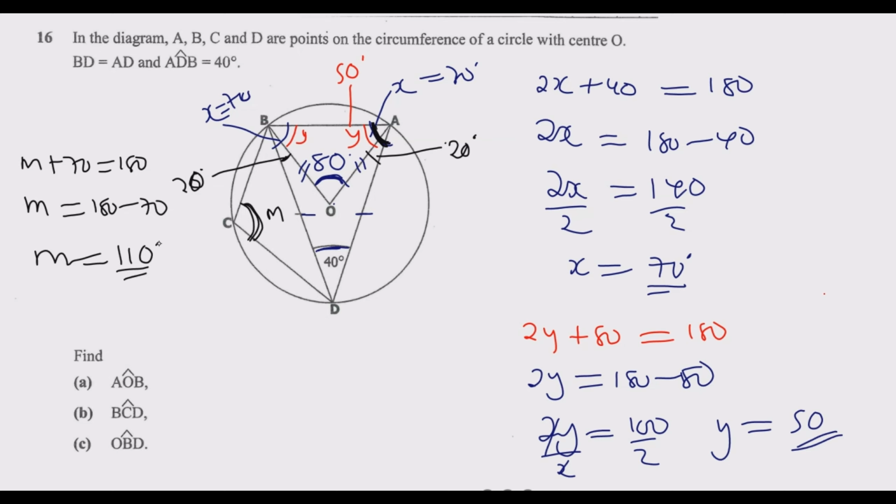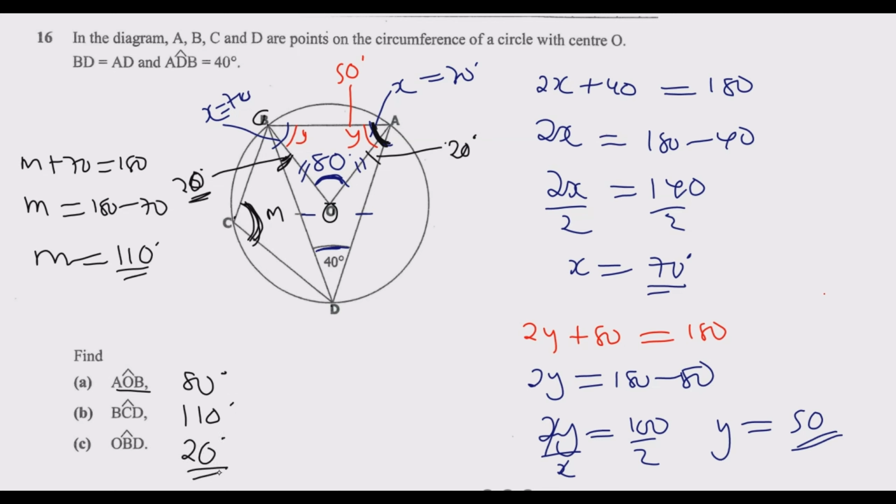Okay. So I've found most of the things that I was looking for. What is AOB? AOB, we found it to be 80. So this is 80 degrees. BCD, which we found, is 110 degrees. Then next is OBD. OBD, which is this angle, we found to be 20 degrees.